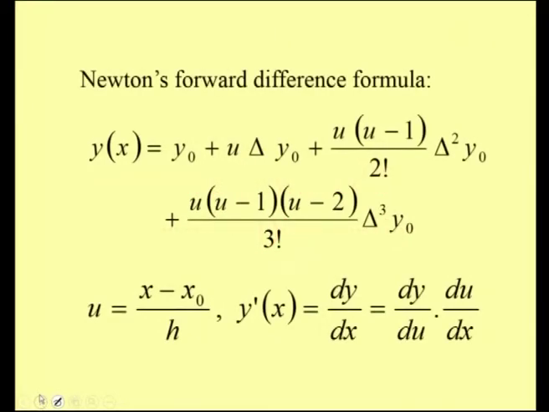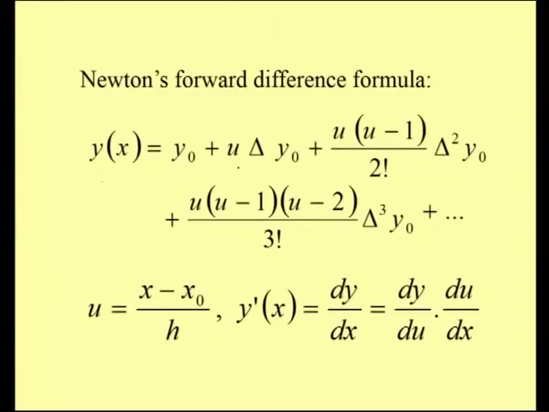Newton's forward difference formula is given by y of x is equal to y naught plus u into del y naught plus u into u minus 1 by 2 factorial into del square y naught plus etc., where u is x minus x naught by h. And you can see the y equation is in terms of u.